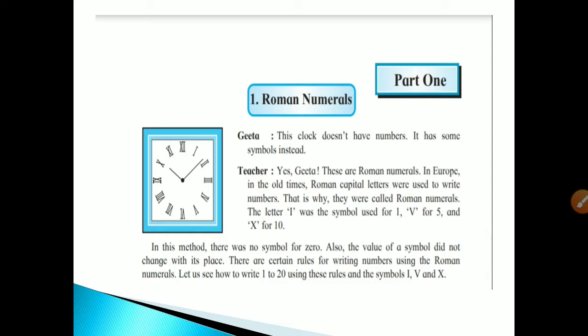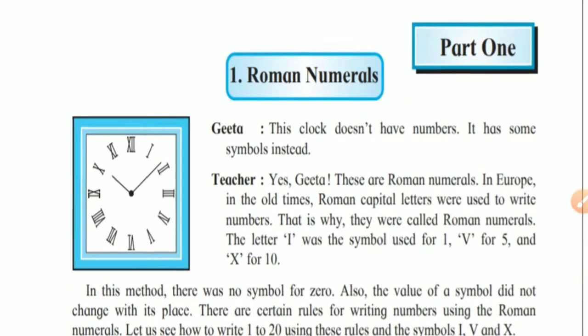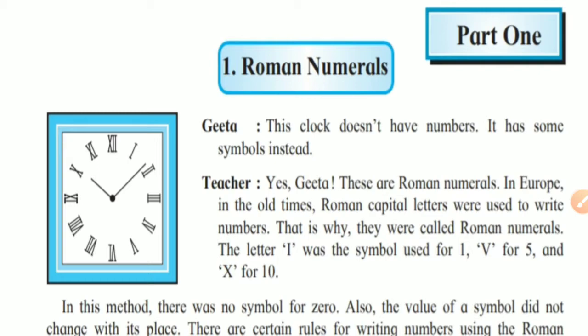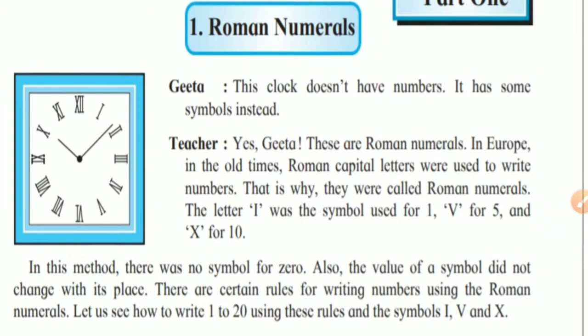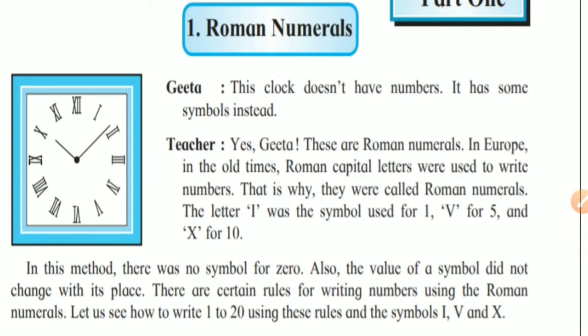Listen carefully, everyone. Gita: This clock does not have numbers. It has some symbols instead. Here, Gita is asking her teacher, in this clock, numbers are not there. Instead of numbers, they use some symbols. Teacher: Yes, Gita. These are Roman numerals. In Europe, in the olden times, Roman capital letters were used to write numbers. That is why they were called Roman numerals.